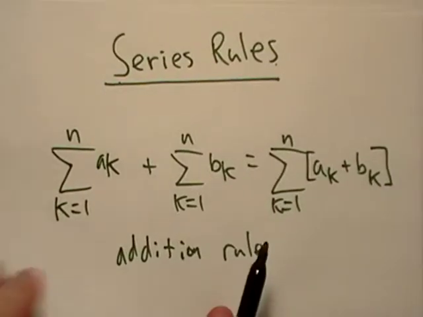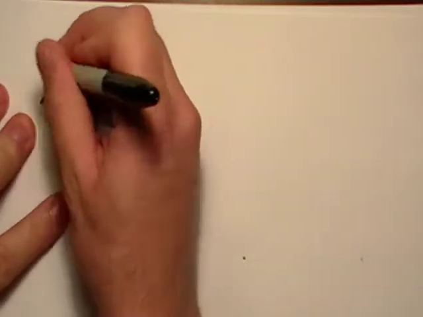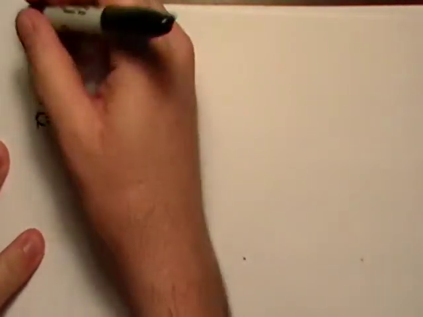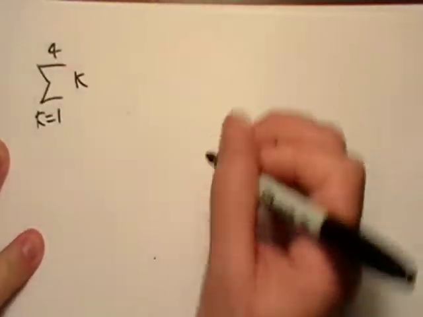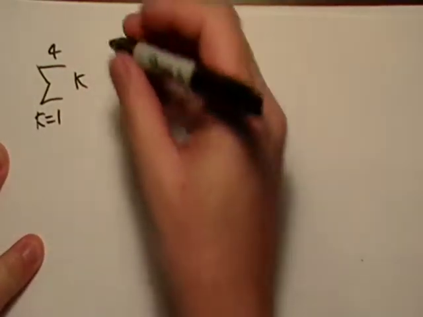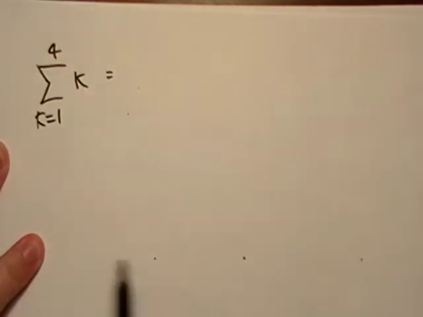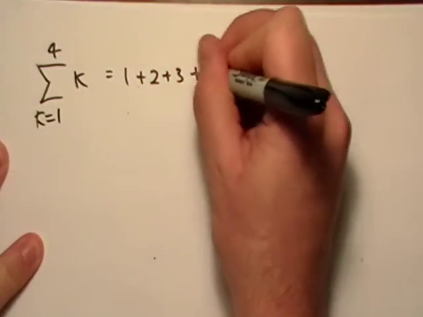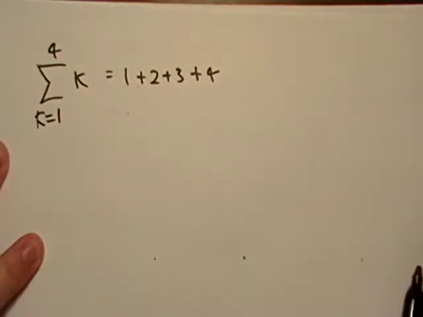So let me do a simple demonstration, okay? Let's do an easy one, because this is all just arithmetic as usual. Once you just get the concept, it's not too bad. So all right, we know this is 1 plus 2 plus 3 plus 4, okay?